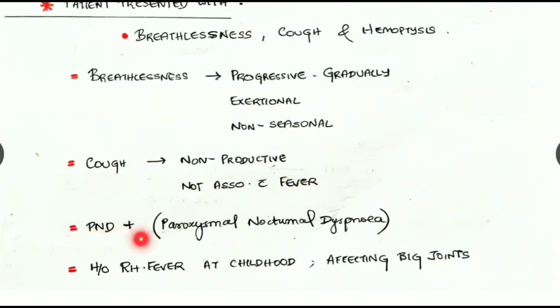It is associated with paroxysmal nocturnal dyspnea, that is the PND, and there can be a history of rheumatic fever in the childhood affecting the big joints.